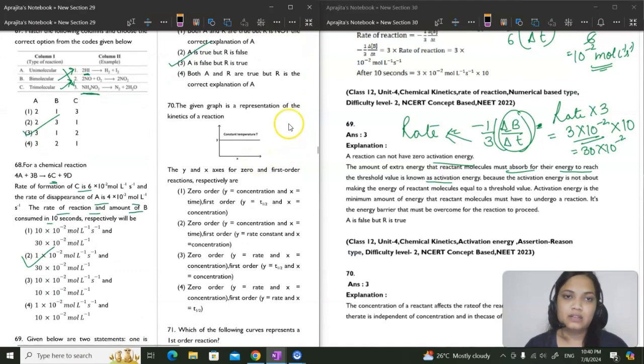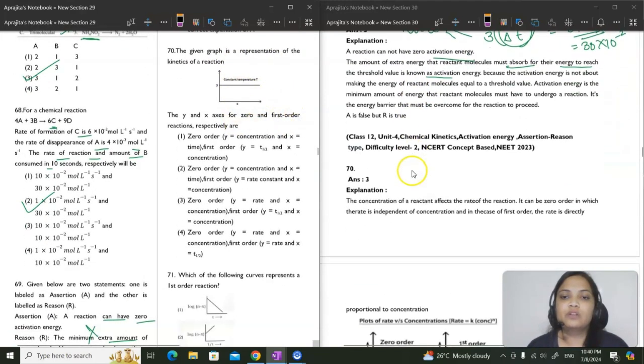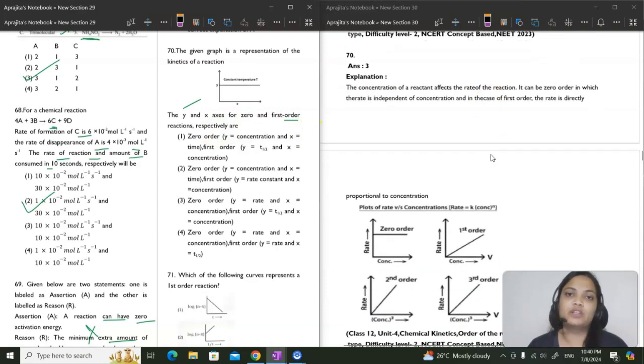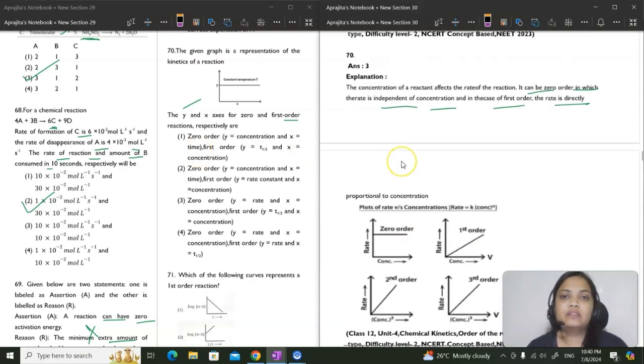Now next, the given graph is a representation of the kinetics of the reaction. The graph is given here in this particular case. We need to tell the y and x axis for zero and first order reactions. In zero order, the rate is independent of the concentration, and in the case of a first order reaction, the rate is directly proportional to the concentration. So here you can see the graph, students.